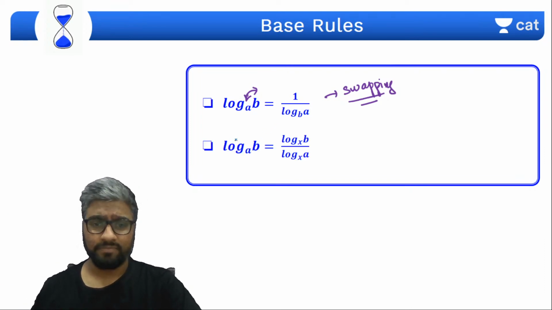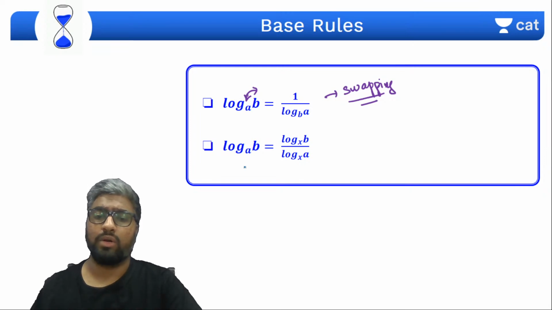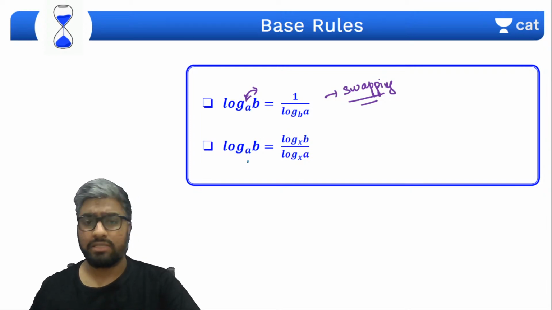If you have a logarithmic expression that is log b to the base a, and you want to change the base completely, if you do not want to change it to base b, you want to bring in a whole different base, then in that case what would you do?